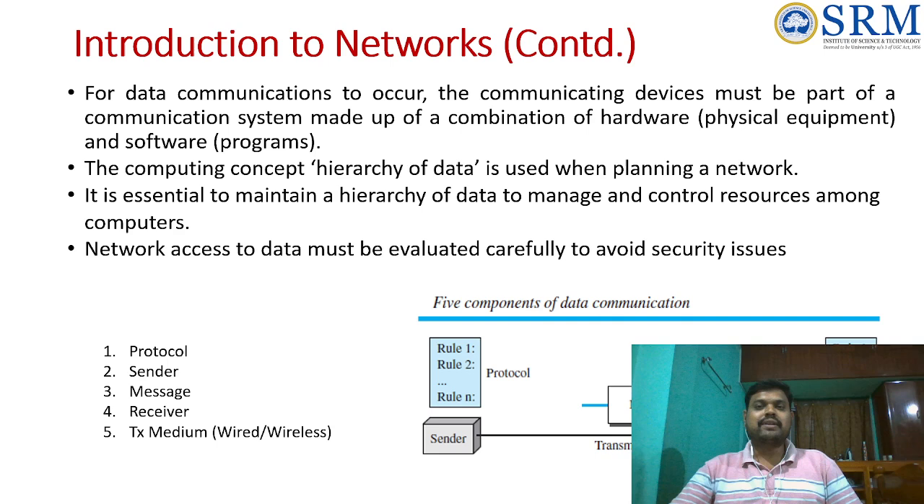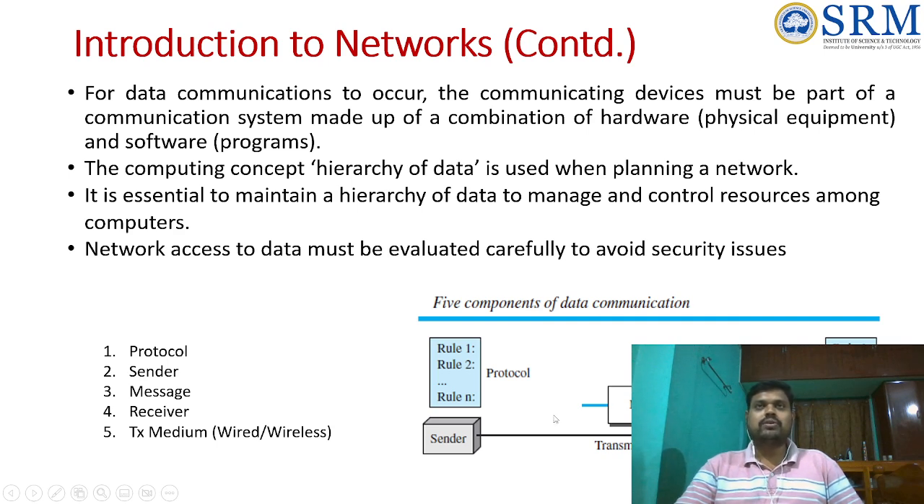Similarly, for data communications to happen, we need some basic components, right? There are 5 basic components required for any type of data communication. They are protocol, sender, message, receiver, and the transmission medium. So as you can see here, sender and receiver are the devices, right? The transmission medium is the wired medium or wireless medium which will connect both the sender and receiver.